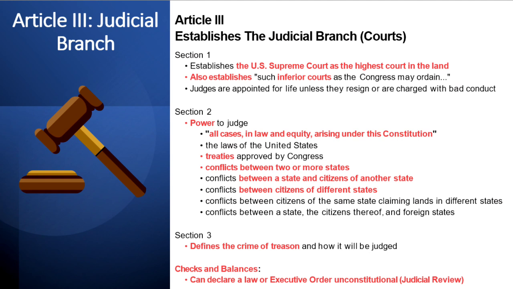So they decide cases, but they also have the power to declare laws unconstitutional. Yeah, it's called judicial review. Judicial review. And that's a check on the other branches. Right. It ensures that no law, no matter how popular it might be, can contradict the Constitution. So the Constitution is always the top dog.